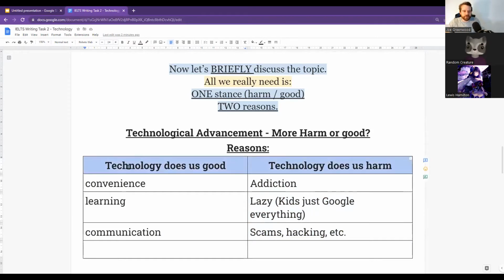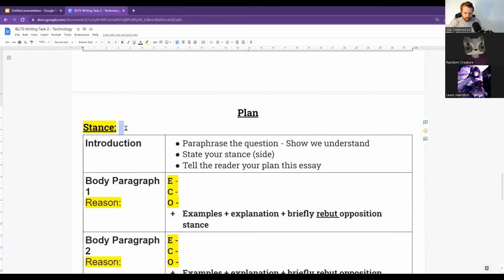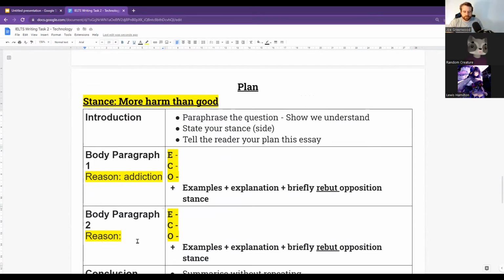So, are we going to choose good or bad? Bad. All right, let's do bad. So let's choose addiction and laziness because I think it's difficult to write about scams and hacking. So let's talk about addiction and laziness. So we've got stance, more harm than good. We've got reason 1. What was reason 1? Do you remember? Addiction. We've got reason 2. What was reason 2? Laziness. Yes, laziness. Okay, now we need to think of evidence, consequence, and opinion for each of these.